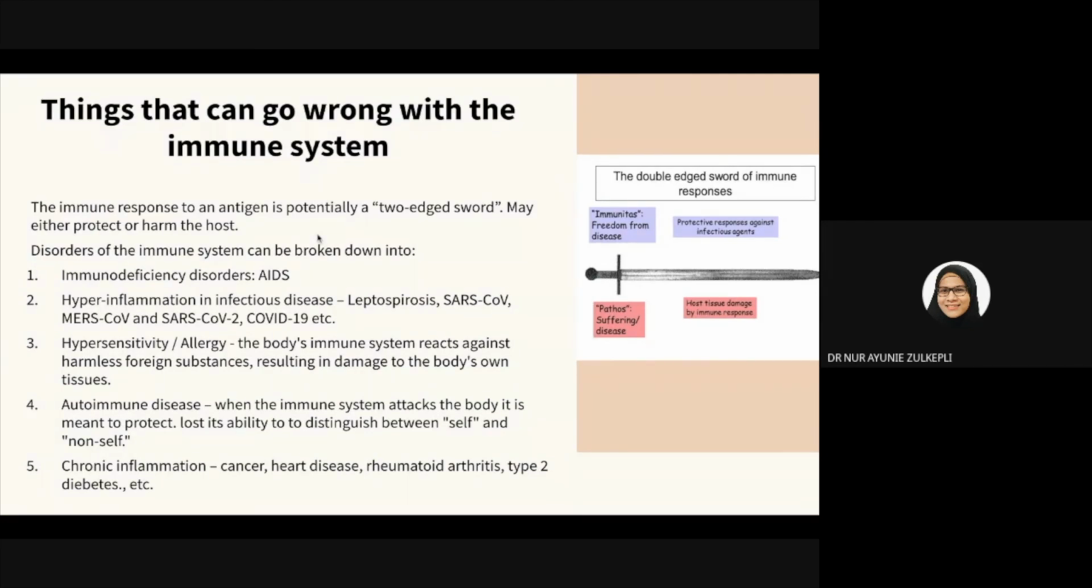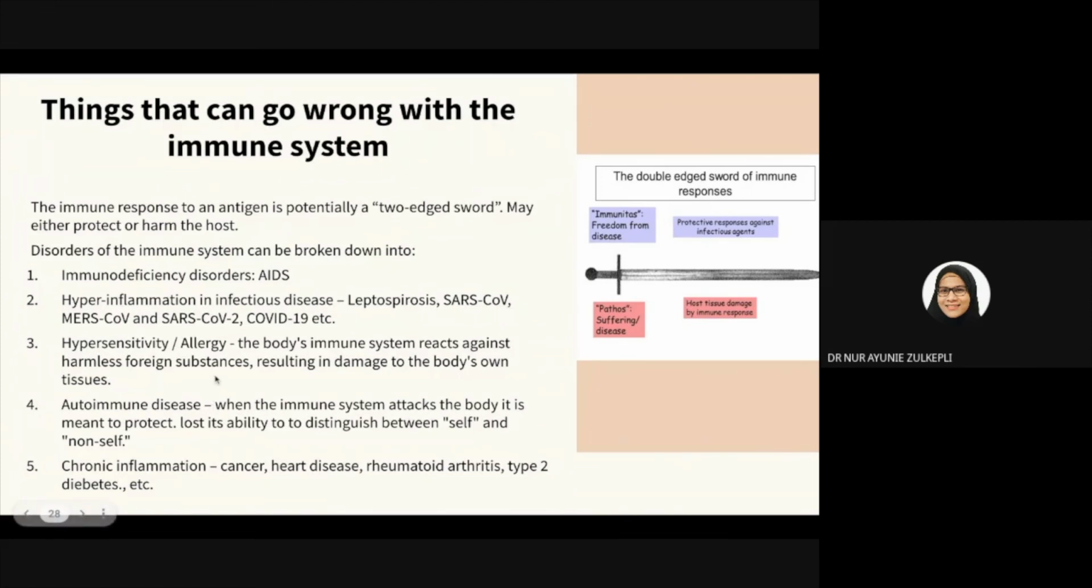Some disorders are immunodeficiency disorders, where immune response is very low, as in AIDS. And also sometimes hyperinflammation in infectious disease, for example leptospirosis, SARS-CoV-2, MERS-CoV infection, the COVID-19 disease. That is hyperinflammation. And hypersensitivity or allergy: the body's immune system reacts against a harmless foreign substance, resulting in damage to the body's own tissue.